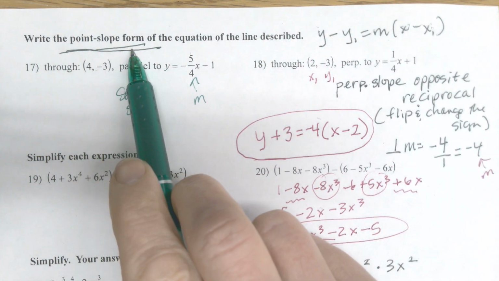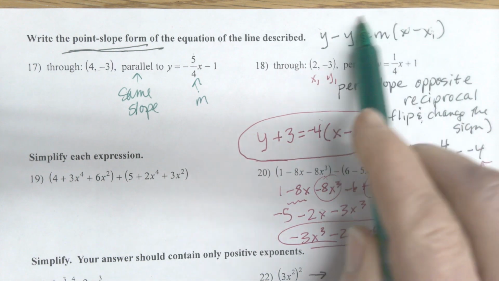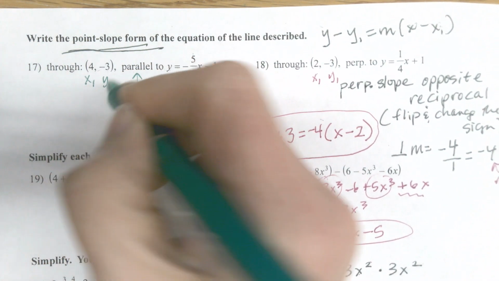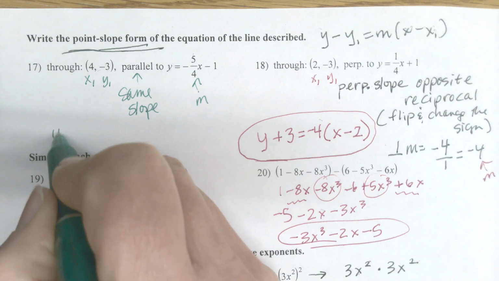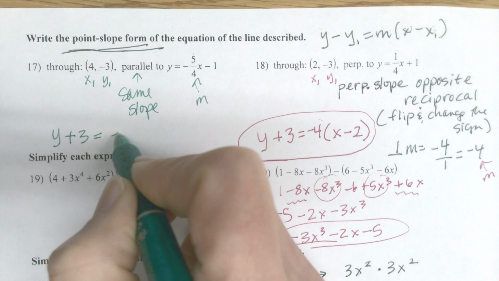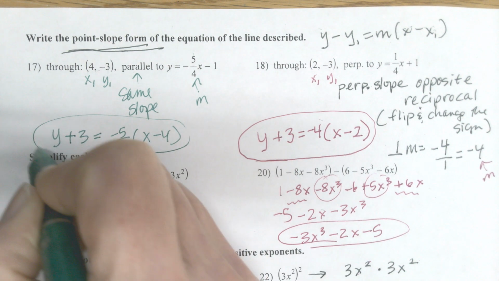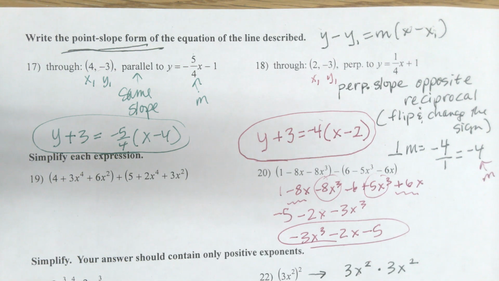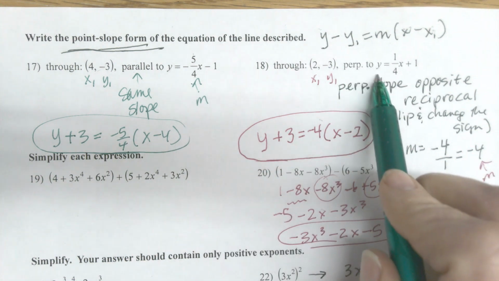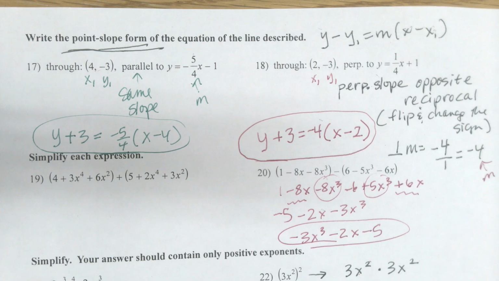If my directions are leave it in point slope form, remember I use this form. Get this down. Y minus y1 equals m times x minus x1. I have x1, y1 in that point. So this is y minus -3 equals the same slope, -5/4 times x minus 4. Point slope form says leave it as is. So I'm done with that problem. I just have to recognize what the slope is. Again, if it's perpendicular, flip and change the sign, and then plug it in.